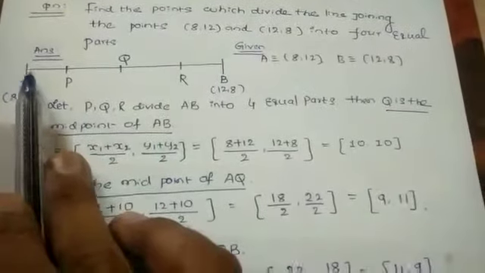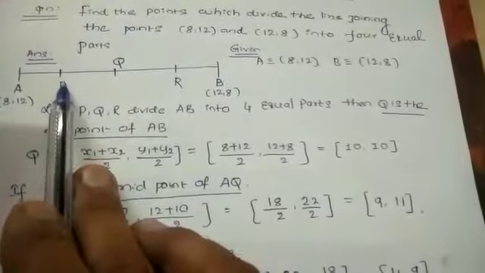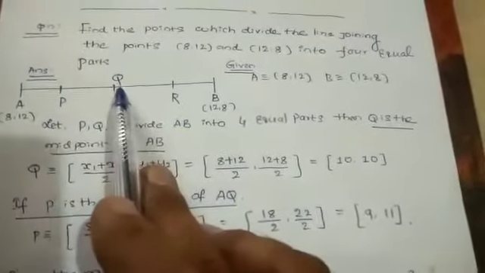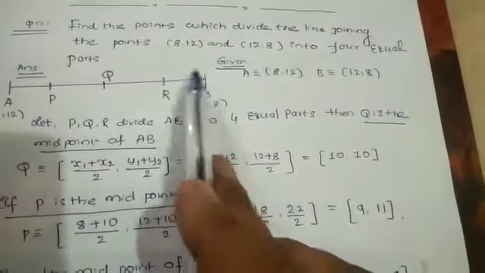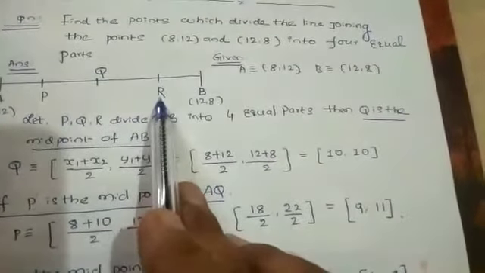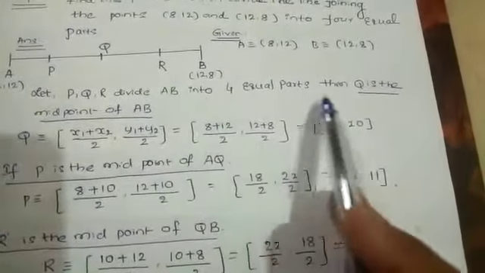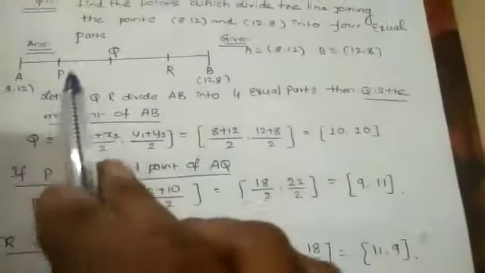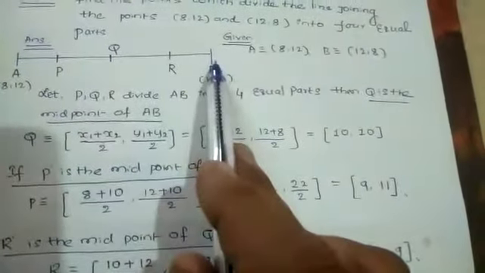After that, we have to consider the coordinates of A and Q, and find the midpoint P. Then Q and B as the endpoints, we have to find the midpoint R. Okay, so P, Q, R divide AB into 4 equal parts. Then first we have to consider Q. Q is the midpoint of AB.